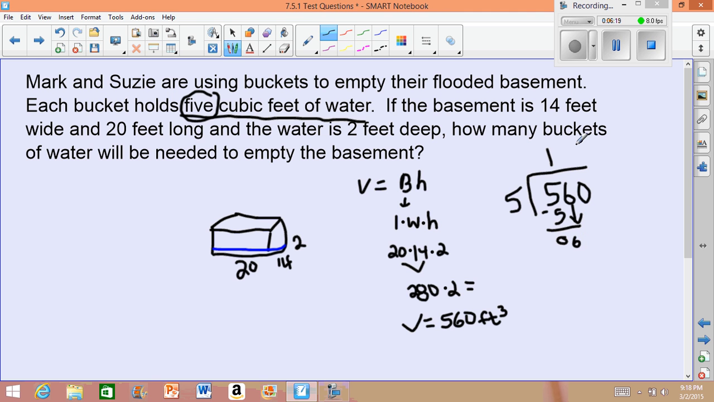5 goes into 6 one time, 1 left, bring down my 0, and 5 goes into 10 twice. So they would need 112 buckets of water to be removed from the basement.